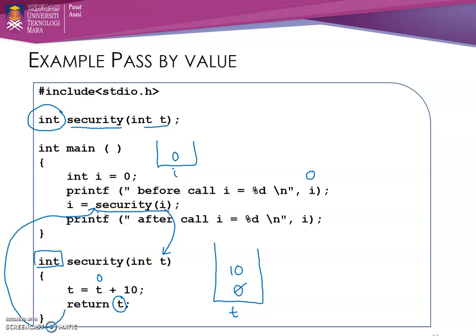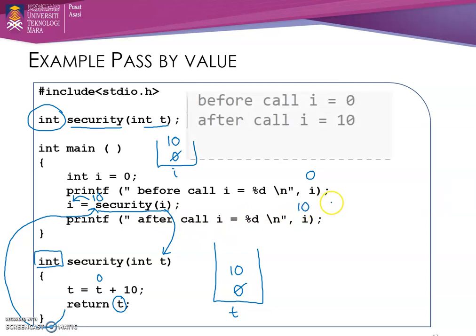So in this case, the function call is going to receive one value, which is 10, where 10 can be assigned to a new house, to the house of I. So actually I will be replaced with the value of 10. Now after the call, the value of I will be replaced as 10.